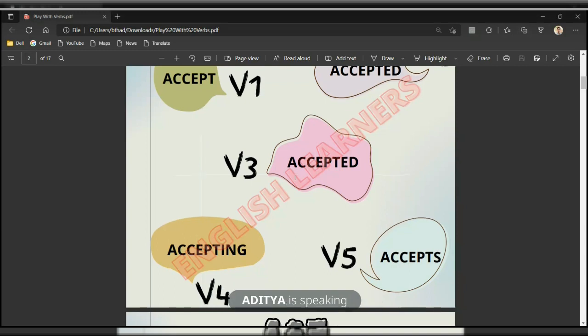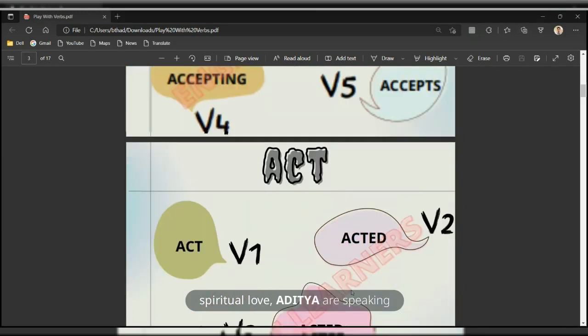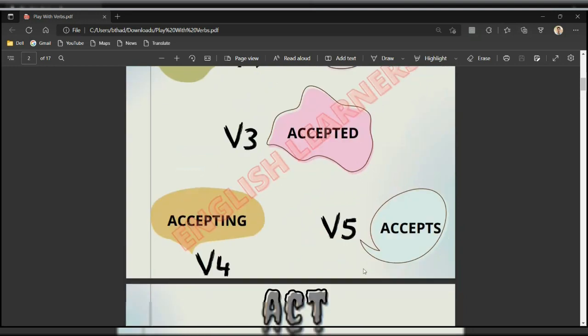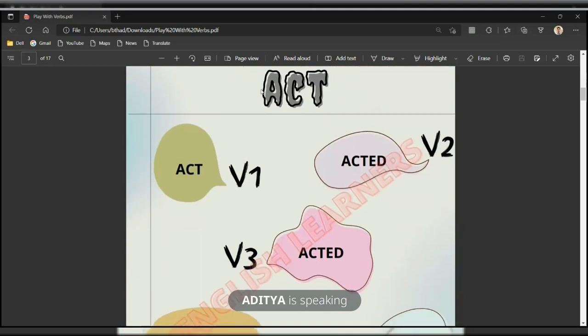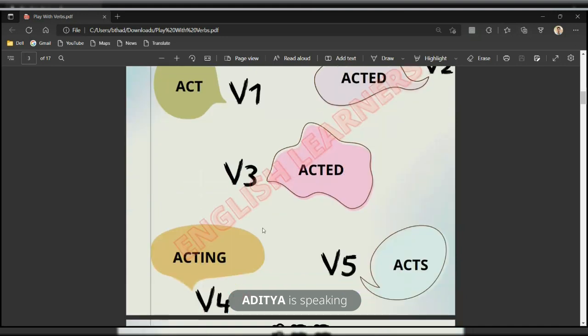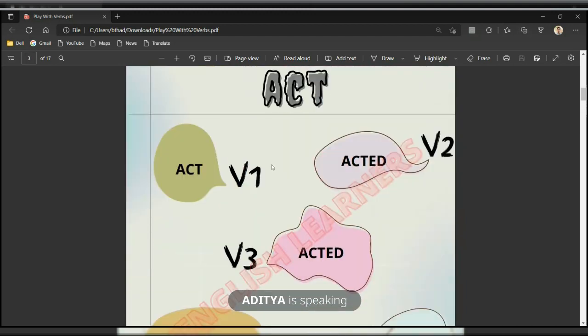Okay, now come to the next. Nowadays, shops accept UPI payment. Okay, well said. Now I'm coming to this one. Act. That is act. So the first one, that is V1, very simple, act. Second, acted. The third one is acted. Fourth one, acting. And the fifth one, acts. So make an example by using act. Who wants to go first?